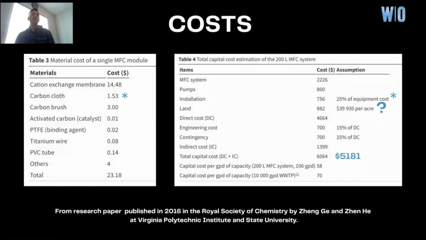When looking at cost, on the left, you can see the current material cost of a single MFC module that comes down to around $23.18. And for a full 200-liter microbial fuel cell system, the table on the right shows any direct costs, such as the system itself, installation, and the pumps used to circulate the catholyte, plus any indirect costs, such as engineering and contingency, comes down to about $5,181.